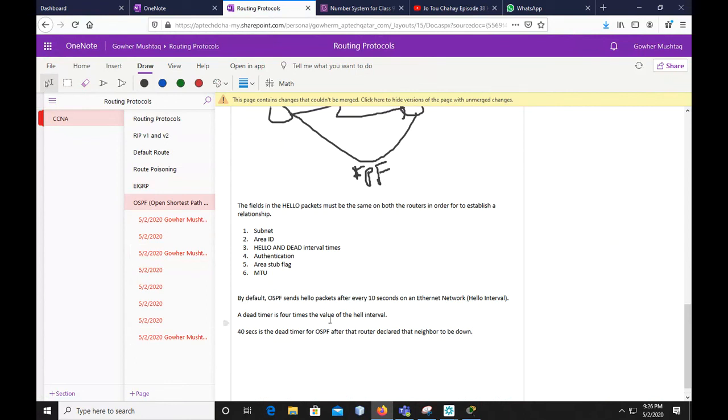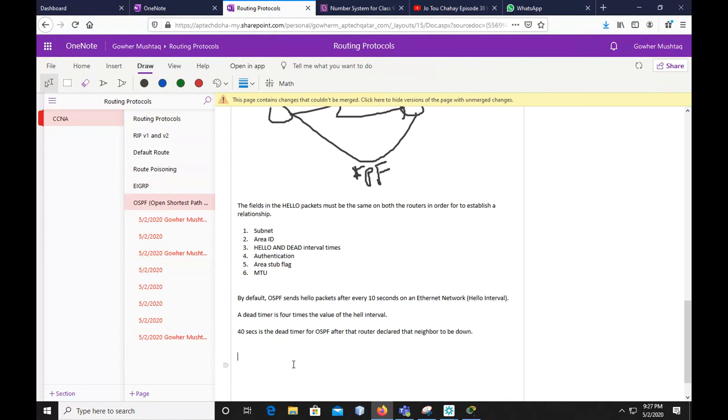So these are the things you need to remember, these seconds. For EIGRP, it was sending hellos every 5 seconds, and then 3 times was the dead timer. That means about 15 seconds. Here, the dead timer is 40 seconds. After every 10 seconds, it sends the hello packets to make sure that the router is awake, still working, turned on. So suppose the network is down, the neighboring router waits up to 40 seconds, and after that it declares that the neighbor is down.